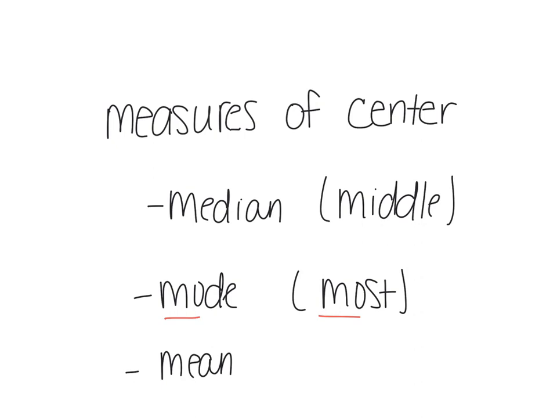The mode is the data value that occurs the most often. So notice that I have underlined the MO in mode and the MO in most. That helps me remember that those go together. So mode is the one that occurs the most often. Data can have one mode, or it can have more than one mode, or data could have no mode. There could be nothing that repeats in a data set. So your two new measures of center that you've learned today are median and mode.